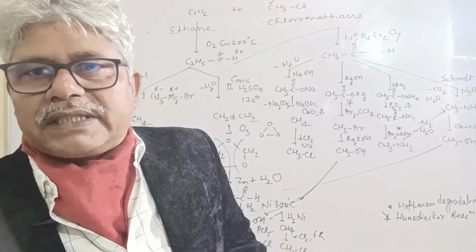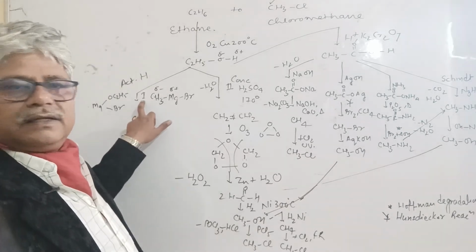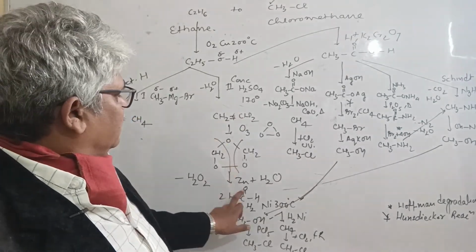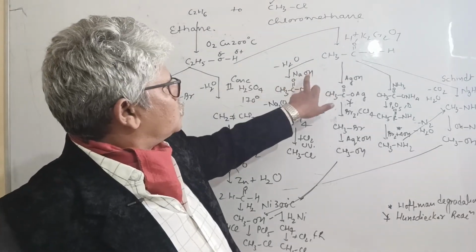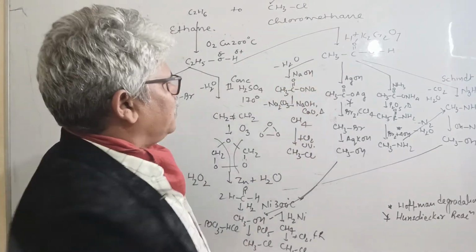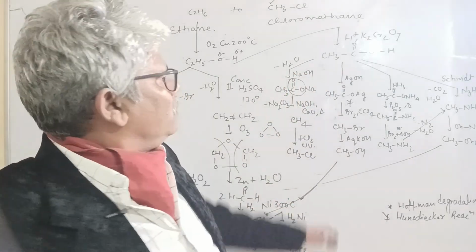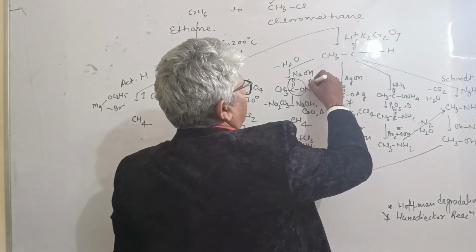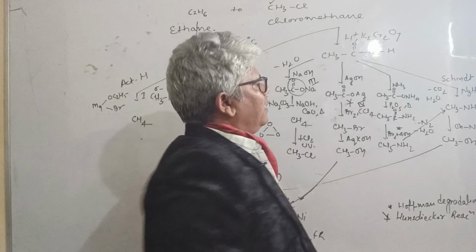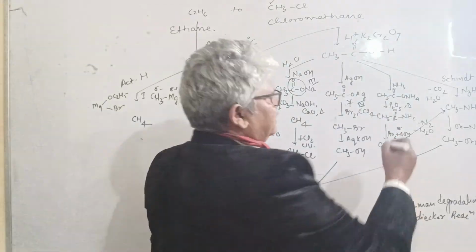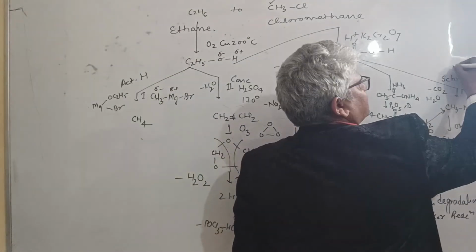So let us revise once again. First method is active hydrogen method, second method is reductive ozonolysis method, third method is soda lime decarboxylation. Soda lime decarboxylation, this is third method. Fourth method is Hunsdiecker reaction. Fifth method is Hoffman degradation. And sixth method is Schmidt reaction.